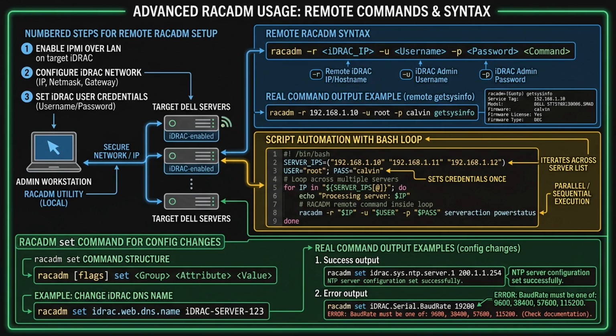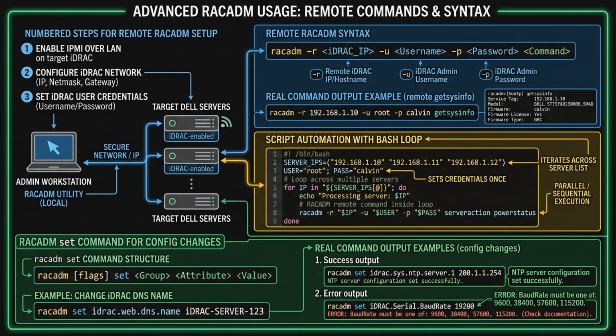RACADM can also be used remotely over the network. Use the -r flag to specify the iDRAC IP address. Use the -u flag for the username and -p for the password. Example, racadm -r 192.168.100 -u root -p calvin get sysinfo. This lets you manage multiple servers from a single admin machine.